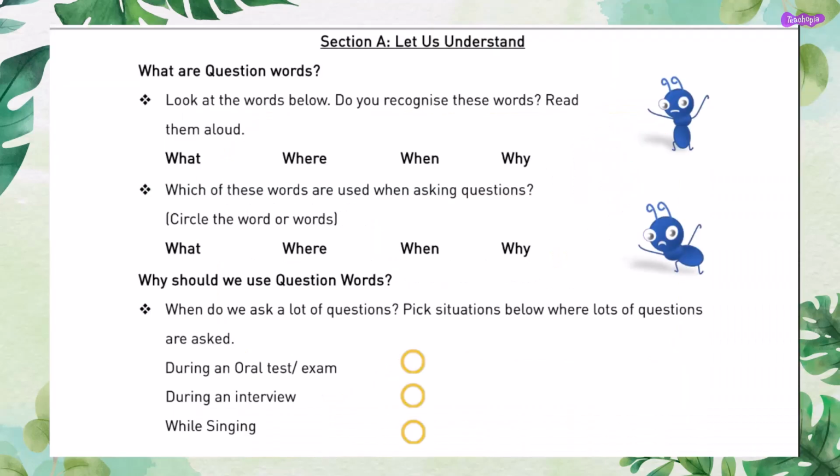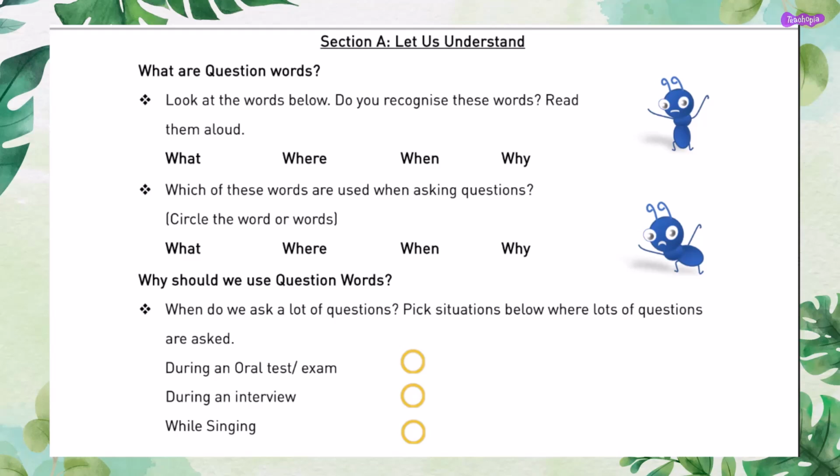Section A, let us understand. These are question words. Initially, you look at these words and you read them aloud. What, where, when, and why. Explain to the children what the equivalents are in their mother tongue. What, yenu; where, yelli; when, yavaga; why, yake.